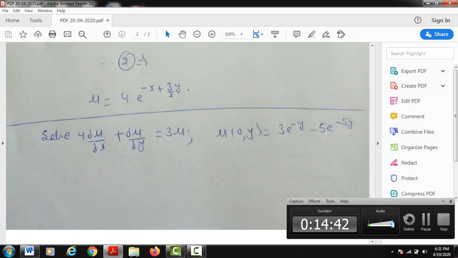Okay, I will read the statement for you. The question is, we have to solve 4 ∂u/∂x + ∂u/∂y = 3u, and the condition given to you is u(0,y) = 3e^(-5y) - 5e^(-5y). Using these conditions you will evaluate the constants and get the answer.